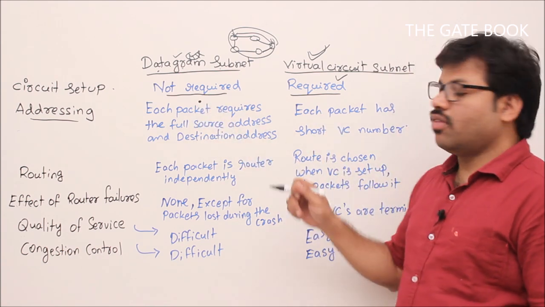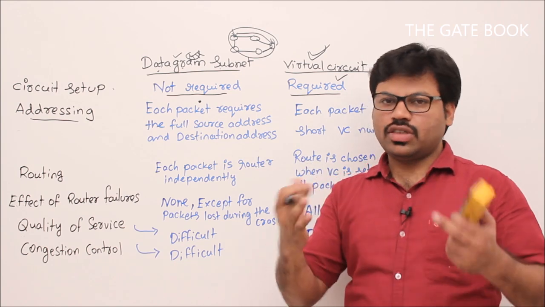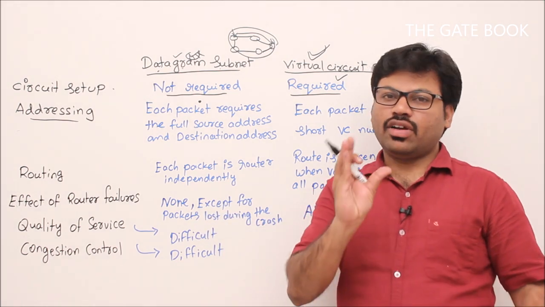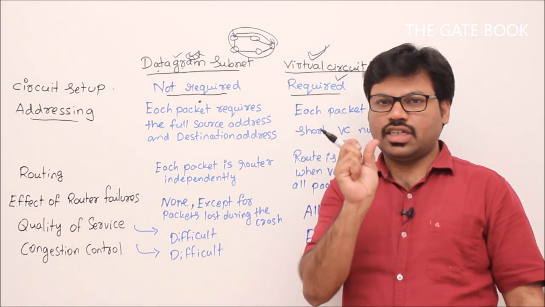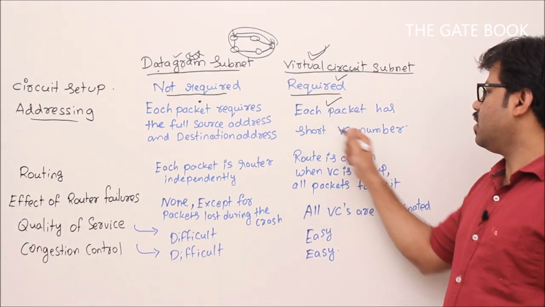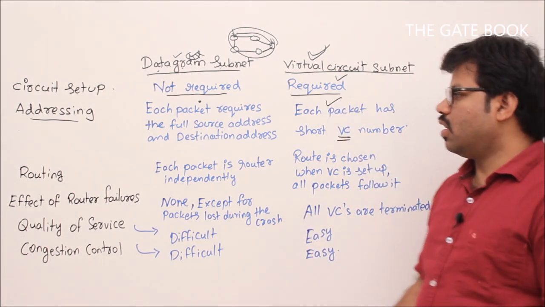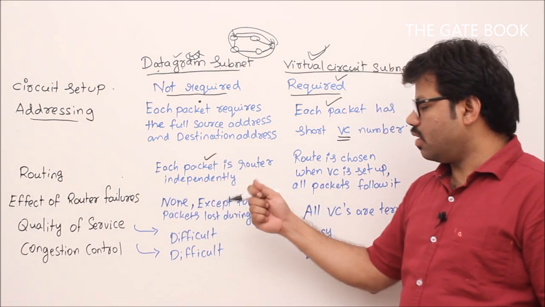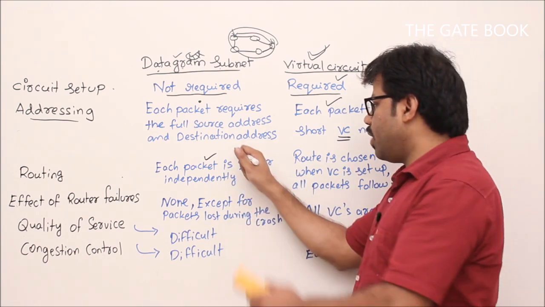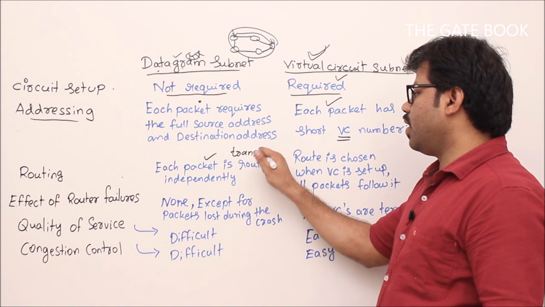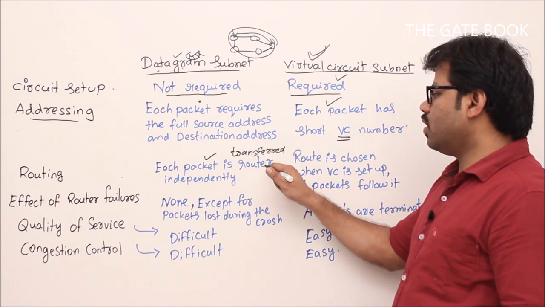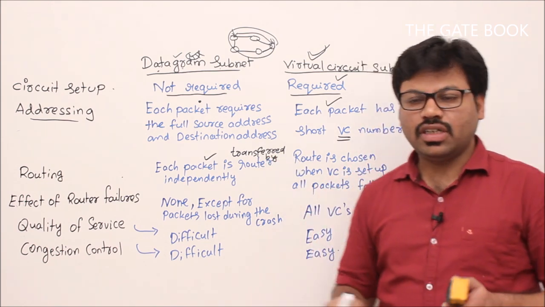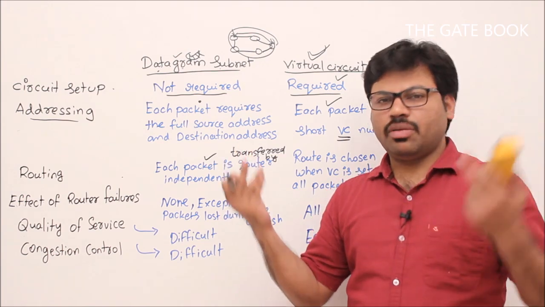But in a virtual circuit subnet, once connections are established and the path is decided, all the data will go with only a small virtual identification number. So each packet has a short VC number, virtual circuit number. Now we'll see routing. Each packet is transferred by the router independently. Remember it. That's quite obvious, right? In packet switching, every packet is independent, so routing will be done independently.